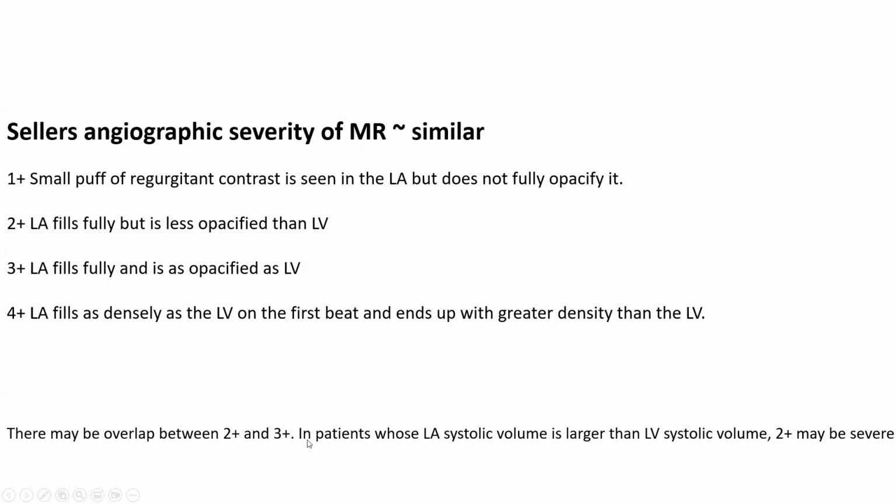There is a catch in the MR assessment, which is that there may be overlap between 2+ and 3+. When the LA systolic volume is larger than the LV systolic volume, 2+ may be severe already, simply because it's hard to fill that LA and make it more opacified than the LV, since it's bigger than the LV in systole. So even if your regurgitant fraction is 50%, which is what defines severe MR, the LA may remain less dense than the LV because it's bigger than the LV in systole.